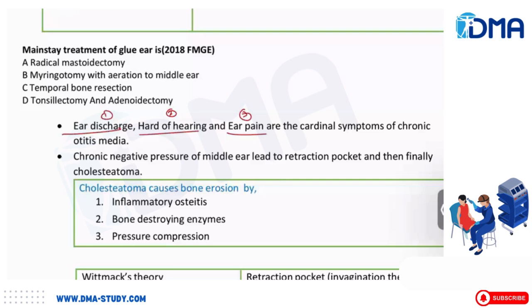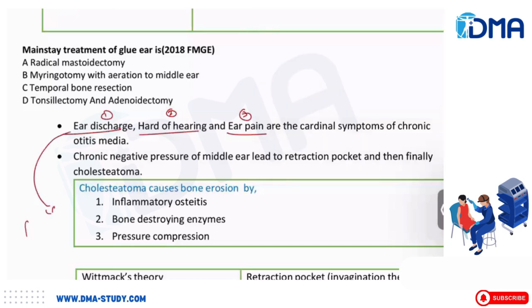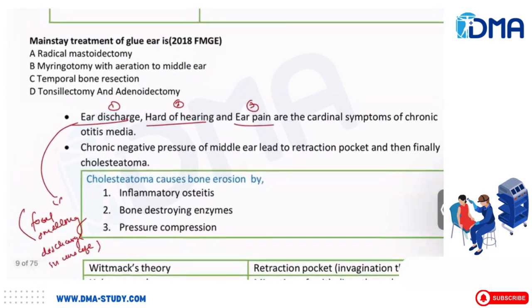Okay. Now you just look into this. All these three symptoms will be present in the safe type as well as the unsafe type. Now in the unsafe type, you will have an ear discharge that is foul smelling. So, foul smelling ear discharge in the unsafe type. Okay, in the unsafe type. All right. Okay. Fine.